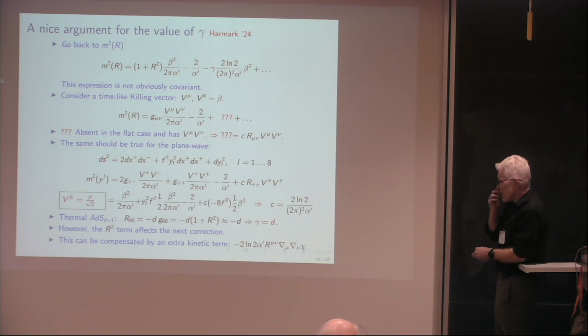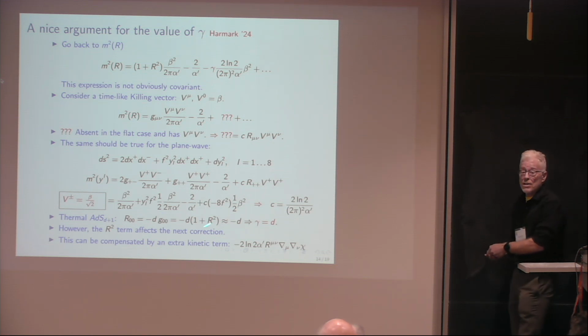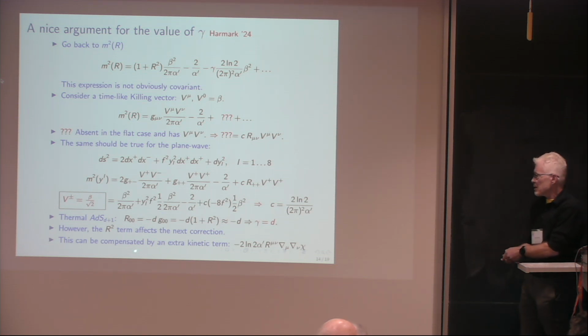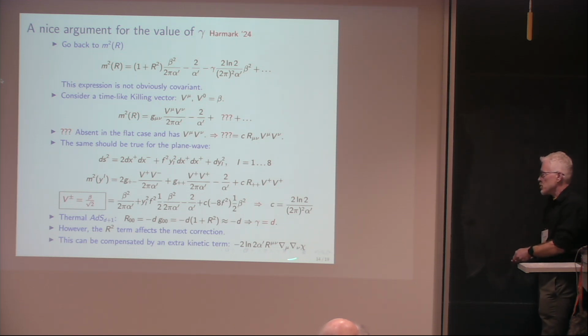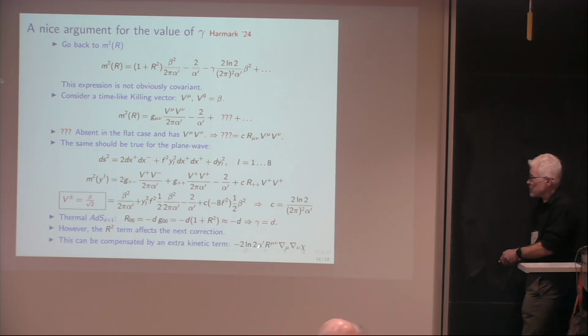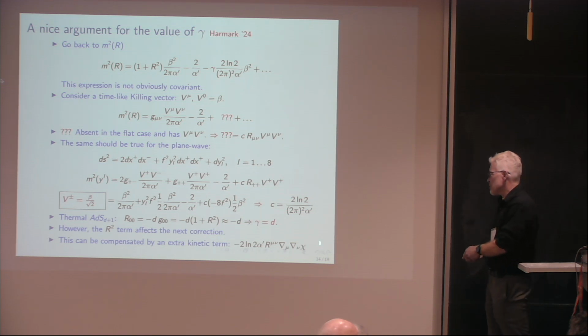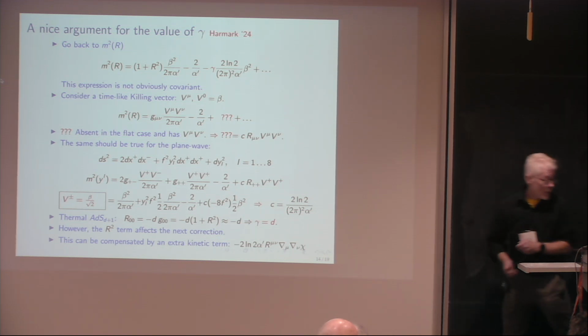Now, however, this R squared term is going to affect the next correction, and I said there was no term in the next correction. But this can be compensated by an extra kinetic term, which you can put in like this. So this term seems to appear. It turns out this would be 0 for the plane wave, so you can't use the plane wave to figure out what this term should be. But such a term should appear.